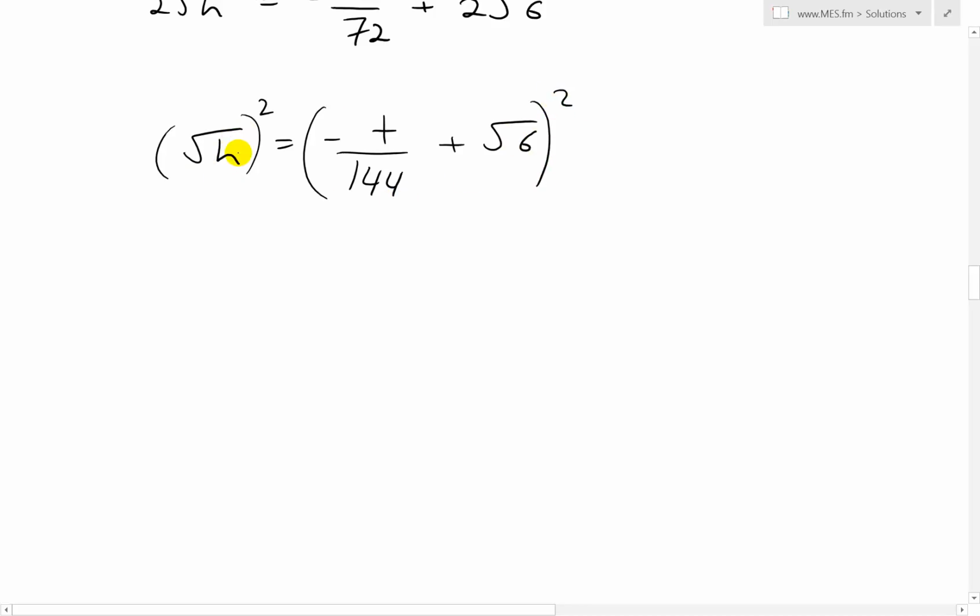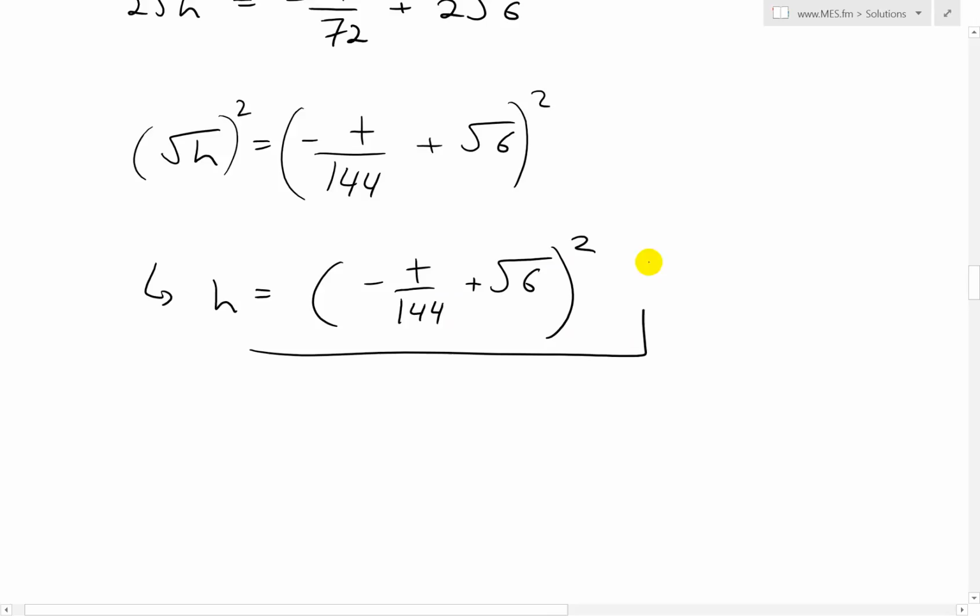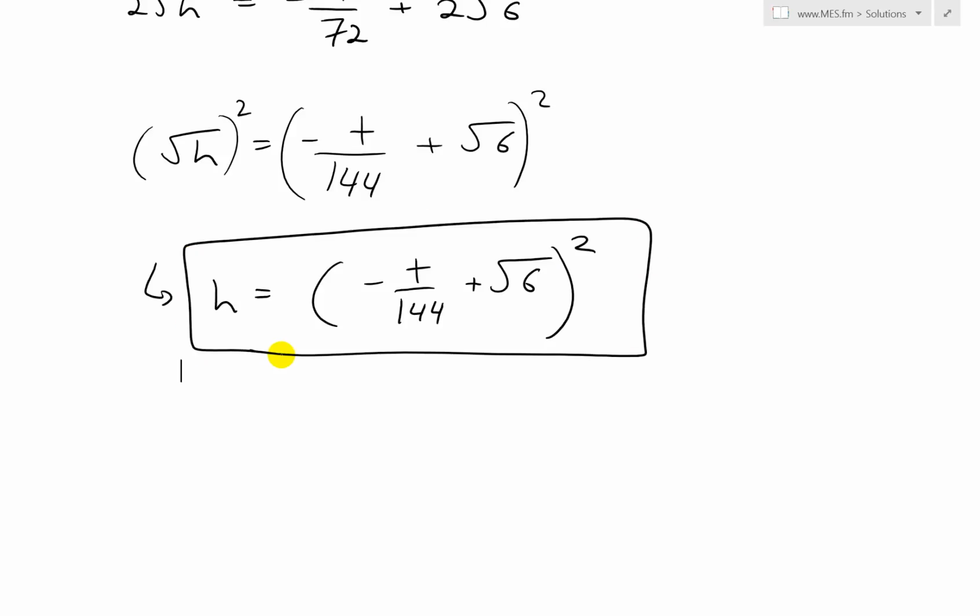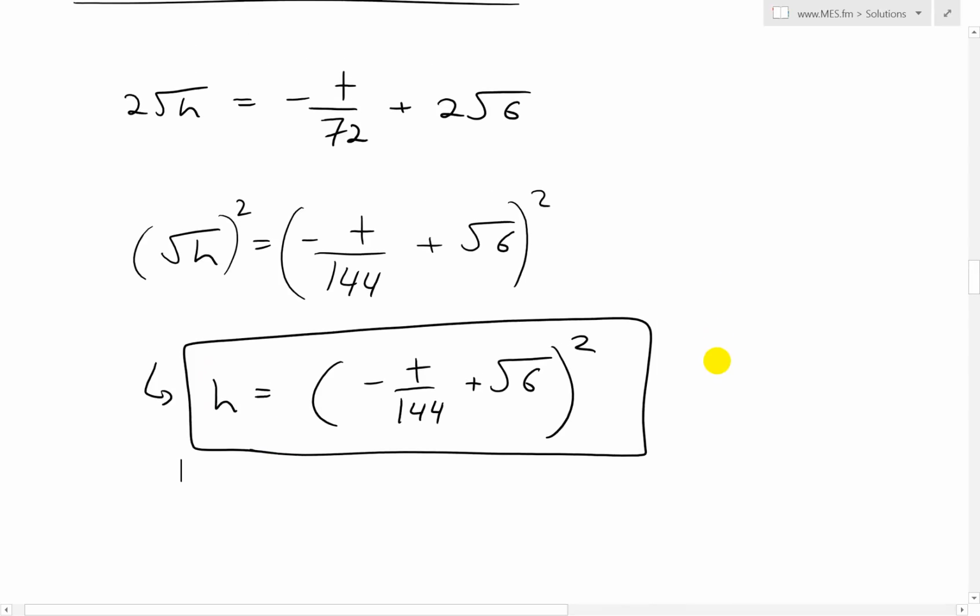That's just the power of 1 over 2. Those add up, becomes 1. So what we end up getting is h is equal to negative t over 144 plus square root of 6. So there is our formula. So this is our formula for the height with time.